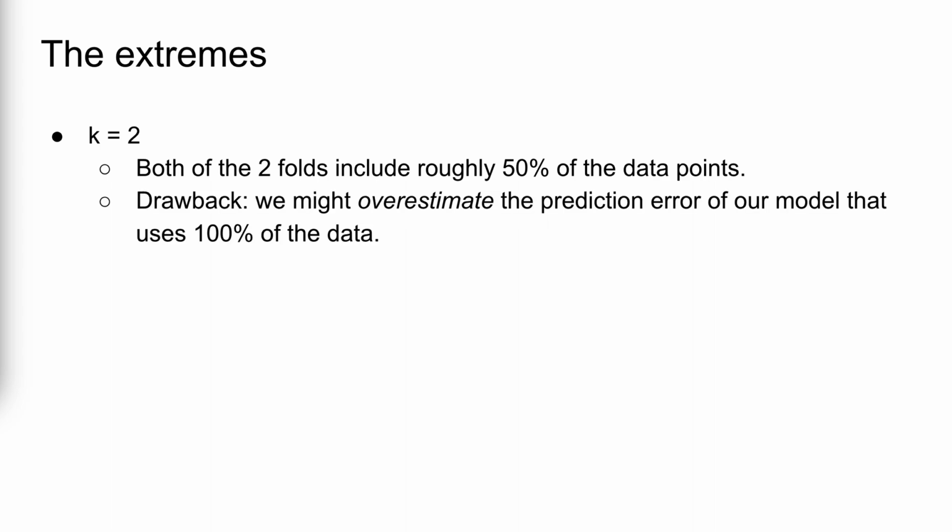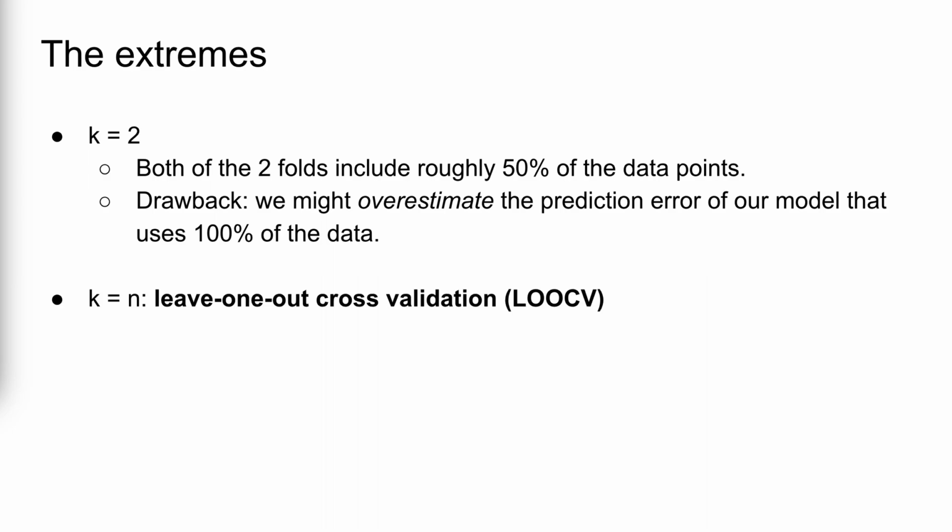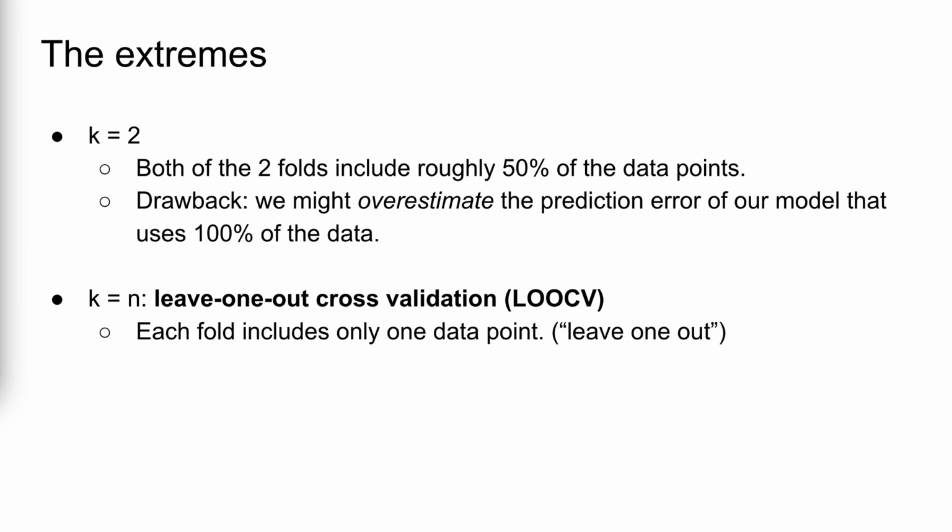As such, our training models will likely perform worse than, hence overestimate the prediction error of our model that uses 100% of the available data. At the other extreme is K equals n fold cross-validation, also known as leave one out cross-validation, LOOCV. When we split the data into K equals n folds, each fold includes only one data point. Thus, when we set aside a fold for testing, we're leaving one out. Can you anticipate the drawbacks of this?